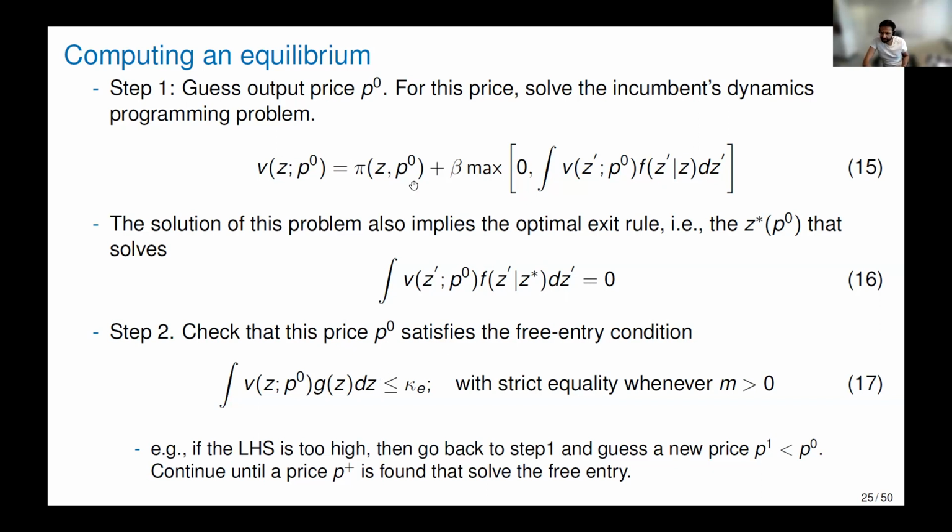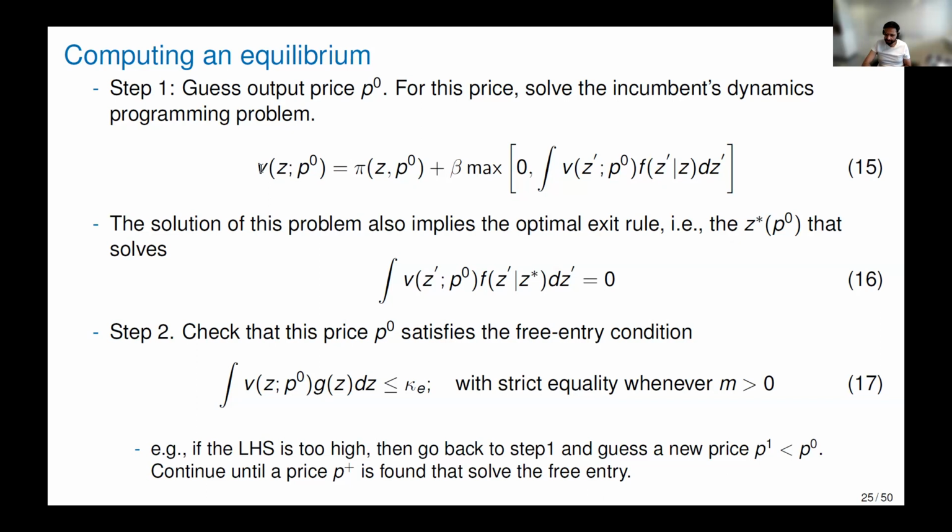So I know the V, then I can compute the expected value of entry. If the expected value of entry is exactly kappa E, then P naught is the true equilibrium price. Okay. If this LHS is too high, it means price is too high, value of entry is too high. So you need to adjust your guess, let's say P1, which is smaller than P naught. So you need to adjust below. Okay, and then you need to redo all these steps.